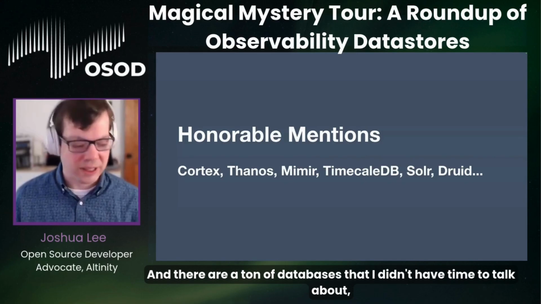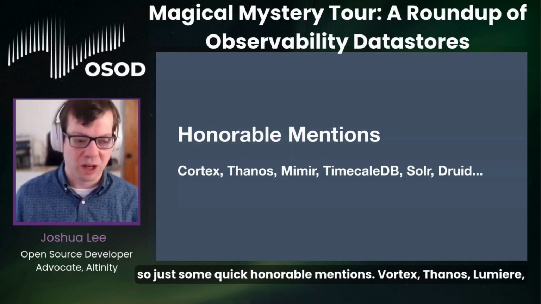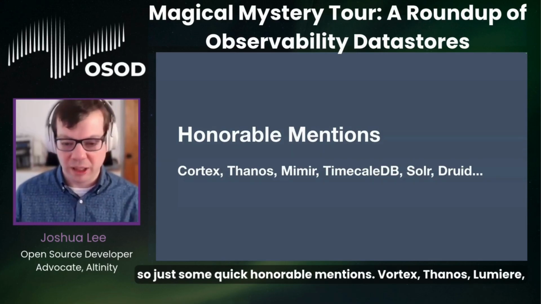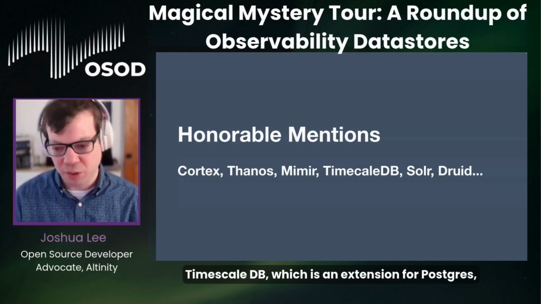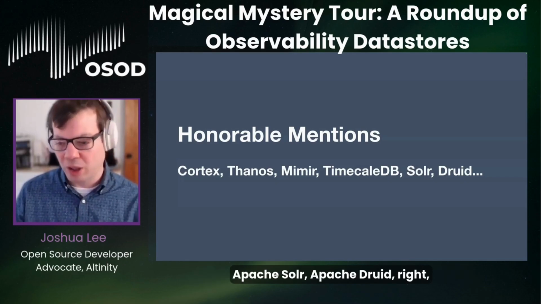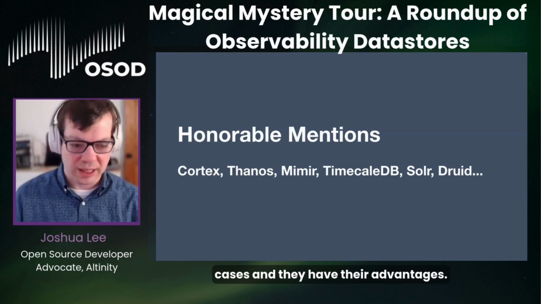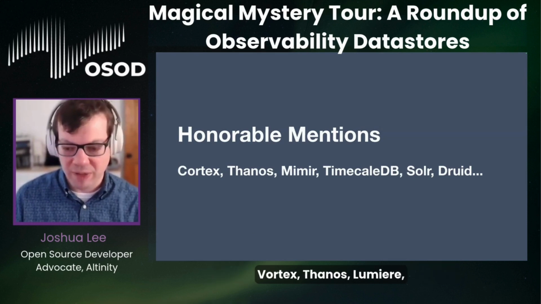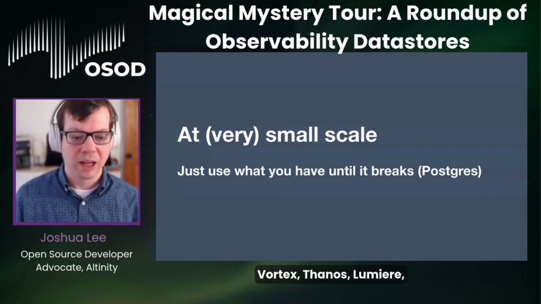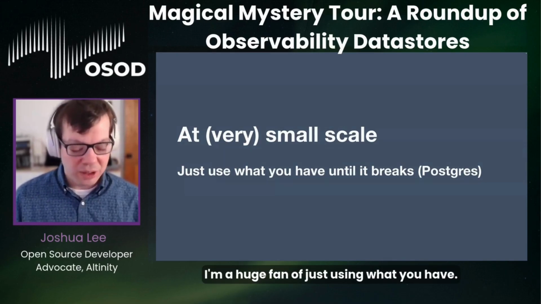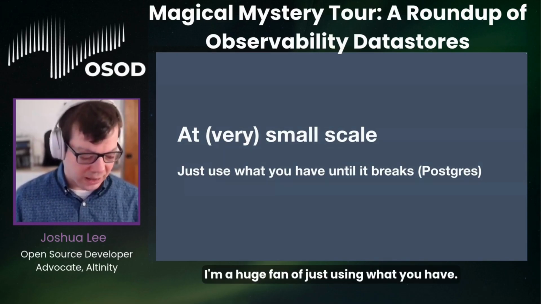And there are a ton of databases that I didn't have time to talk about. So just some quick honorable mentions: Vortex, Thanos, Lemire, TimescaleDB, which is an extension for Postgres, Apache Solr, Apache Druid, right? These are all great choices for specific use cases, and they have their advantages. Definitely check them out.